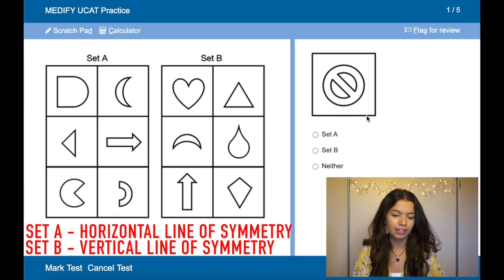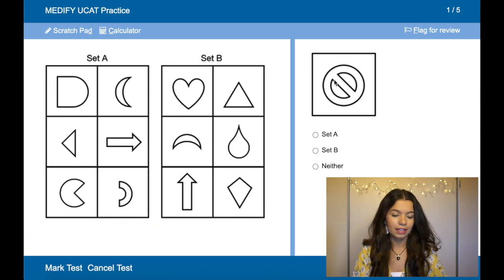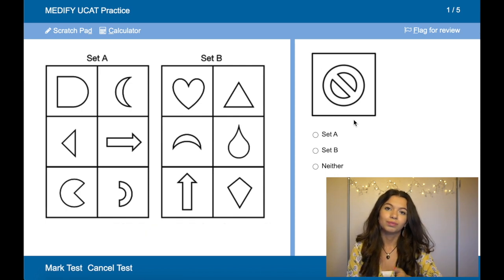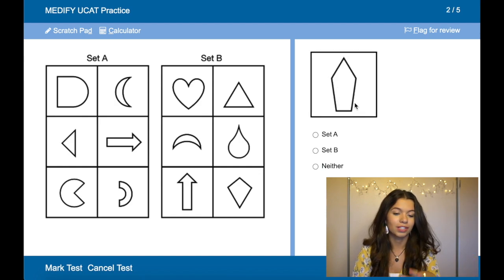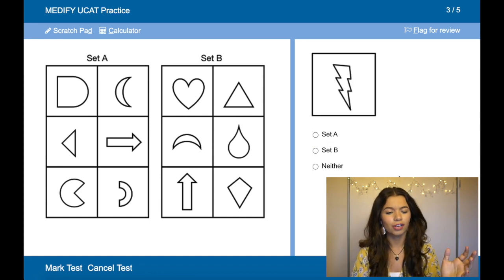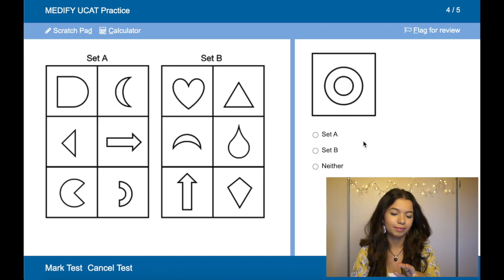So if we look at this shape here on the right, the line of symmetry is diagonal, which means in this case it's neither. So move on to the next question. Here the line of symmetry is vertical, which we said is set B. Here in this shape I don't see a line of symmetry at all, so I'm going to go with neither. Here, oh, you've got both, so I'm going to go with neither again.